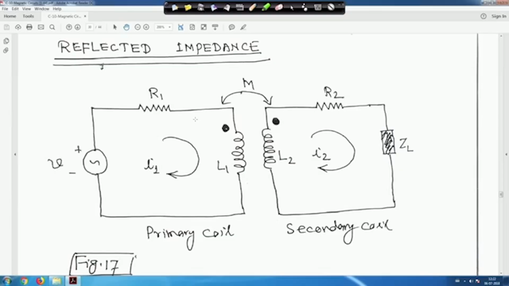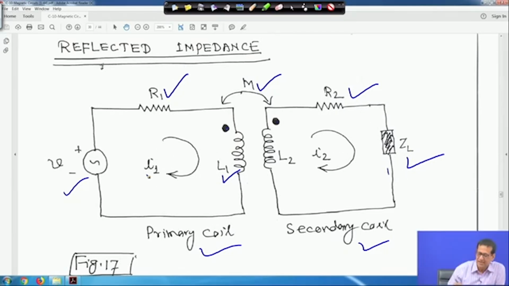Next we will see the reflected impedance of two mutually coupled coils, and after that we will see the numericals. In this case, two coils are there, dot convention given, their mutual inductance is M, and there is one load impedance ZL. This is the primary coil, this is the secondary coil. Here resistance is R1, here resistance is R2, here reactance is j omega L1, here it is j omega L2, and there is mutual inductance M, and this is the voltage source. This circuit is closed, and the currents are taken as I1 and I2.